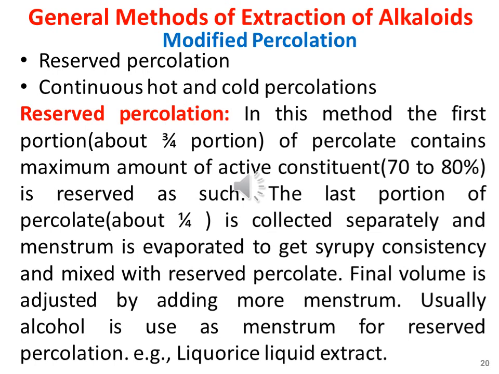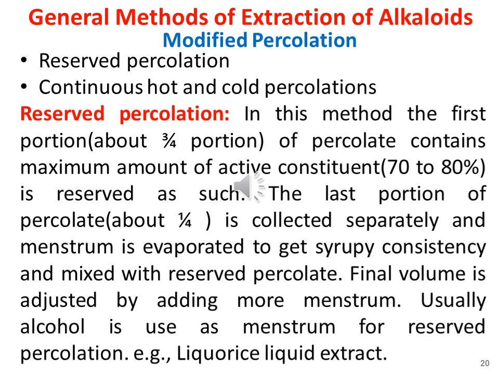The last portion of the percolate, about 1/4 portion, is collected separately and the menstruum is evaporated to get a syrupy consistency. It is then mixed with the reserve percolate. The final volume is adjusted by adding more menstruum. Usually alcohol is used as menstruum for reserve percolation, for example liquorice liquid extract. So nowadays people are using, instead of the simple percolation method, either the reserve percolation method or the continuous hot percolation method.